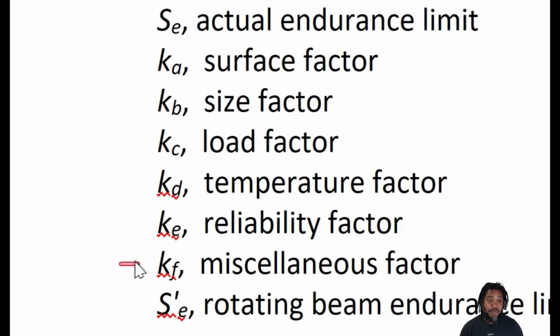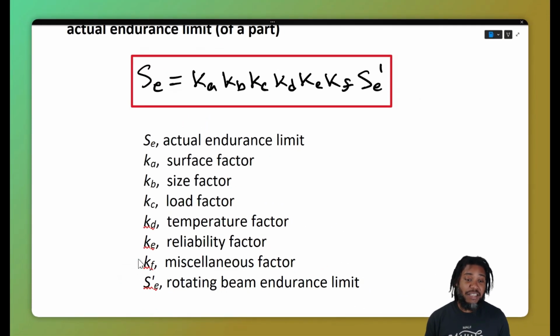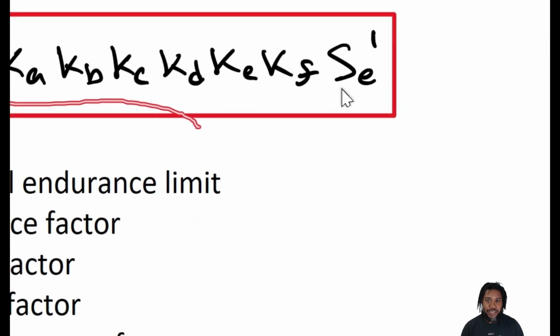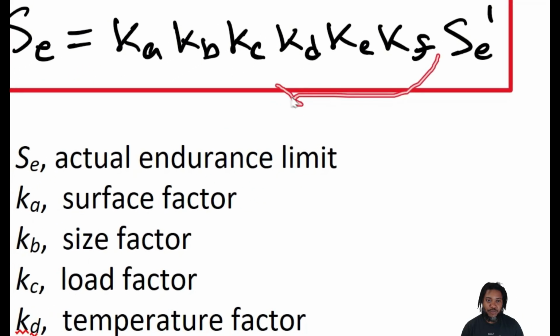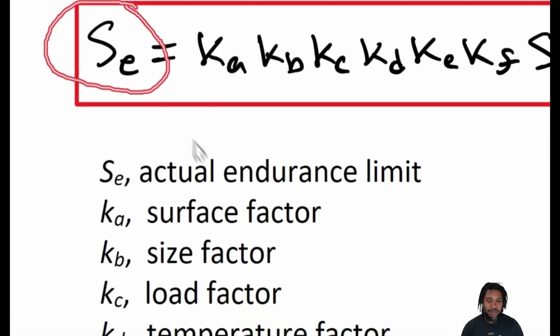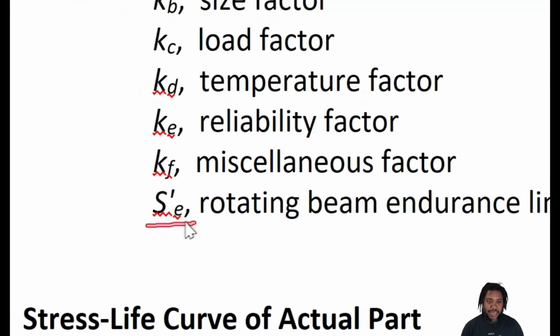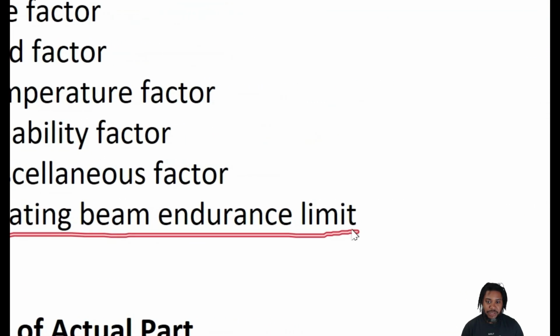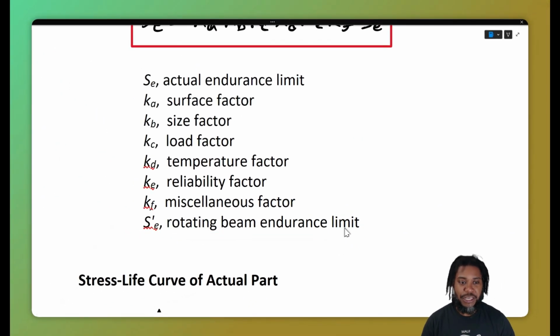And then there are miscellaneous factors that can be specific to certain conditions of our part that aren't usual, such as say there's a corrosion factor or an irradiation factor or something that comes into play. But ultimately, we need to determine these factors for our actual part so we can find that actual endurance limit. And let's remember that the Se prime, our rotating beam endurance limit, is usually known coming from tables.